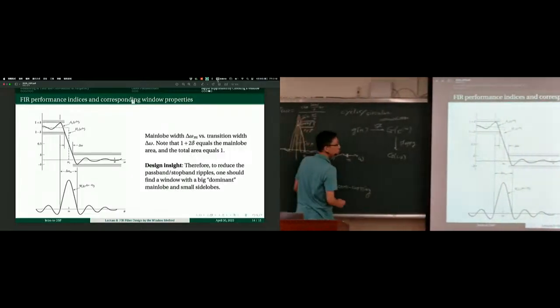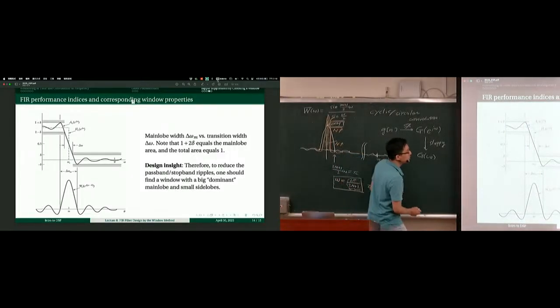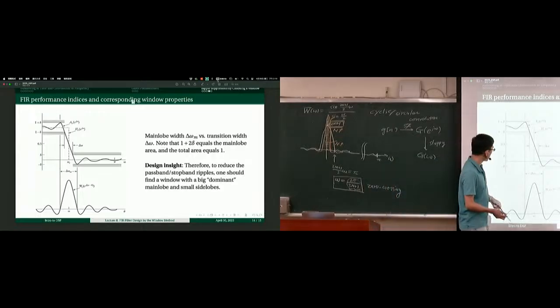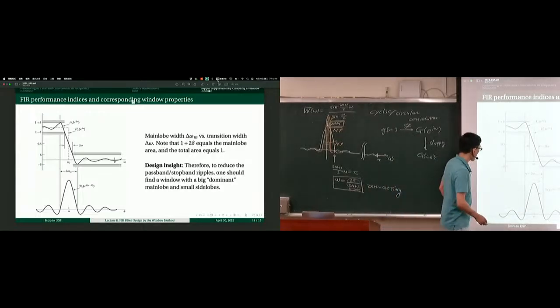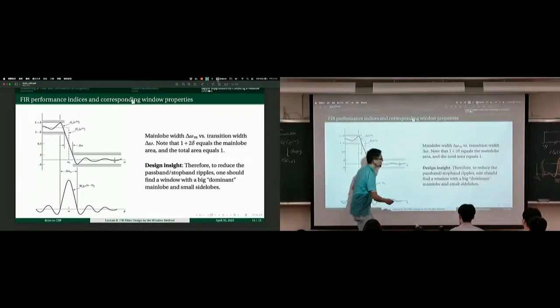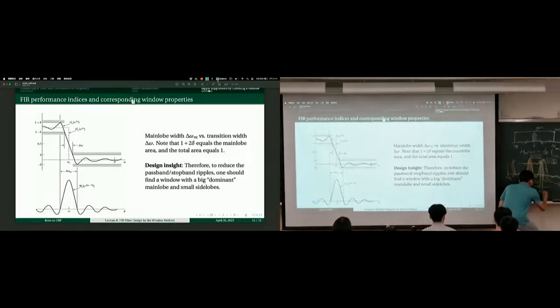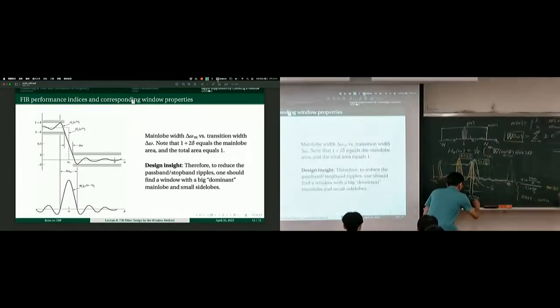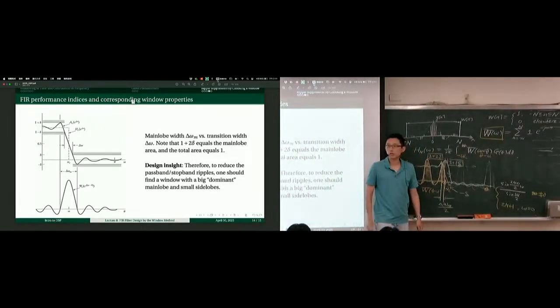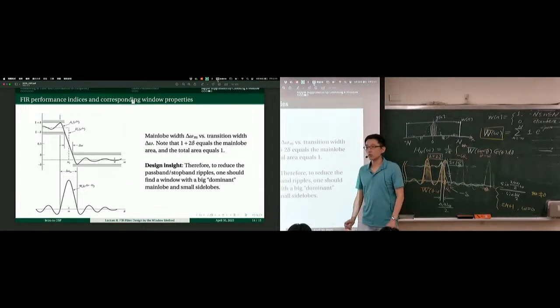If the main lobe width is called, what's my notation? The main lobe width is called delta omega m. So this is exactly delta omega m divided by 2, where delta omega m denotes the width of that main lobe. Okay, let's take a break before we continue our discussion.